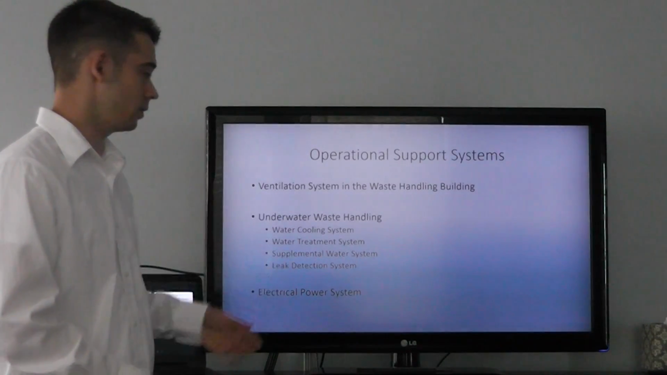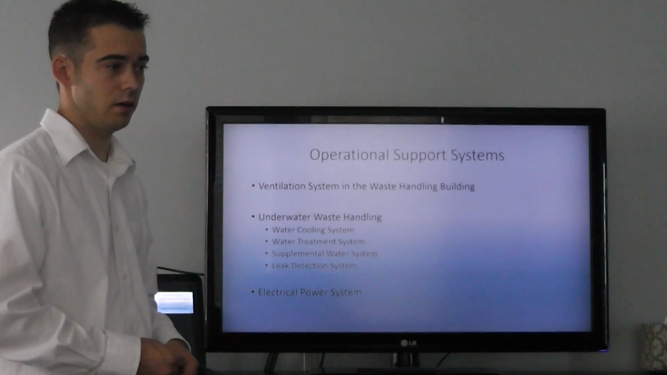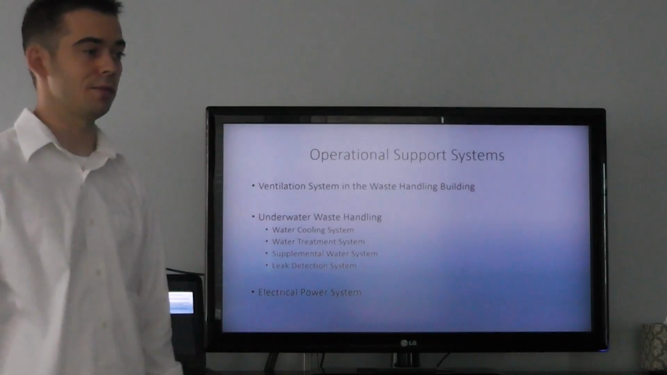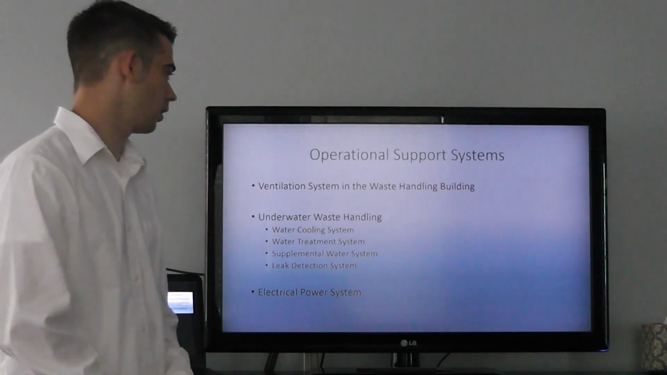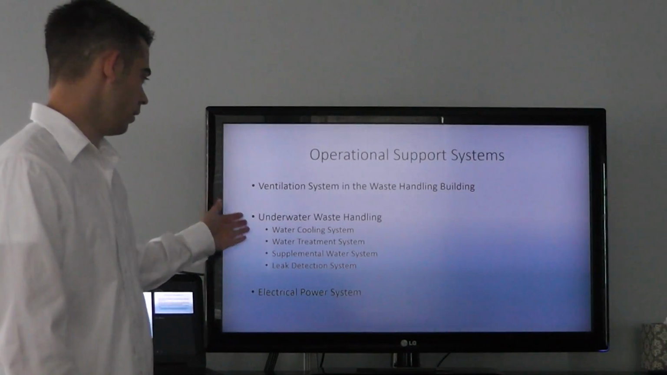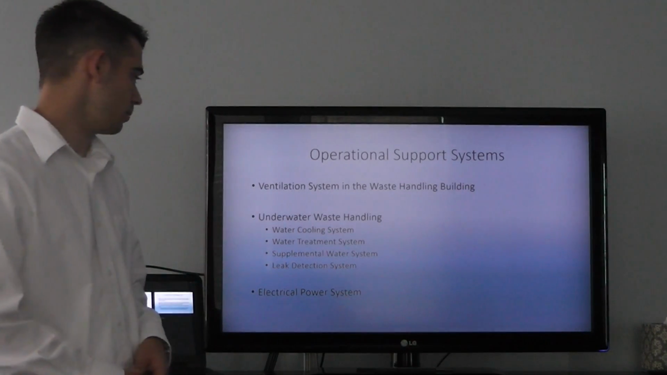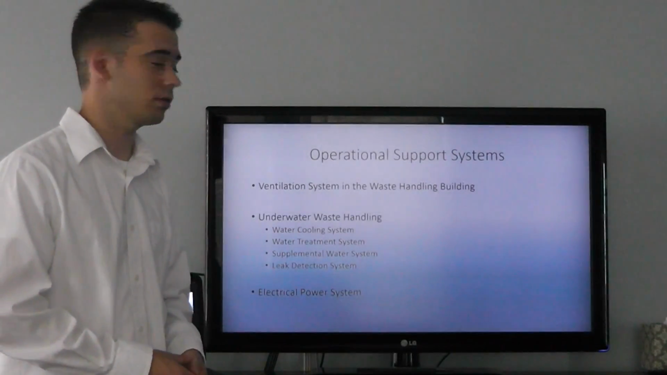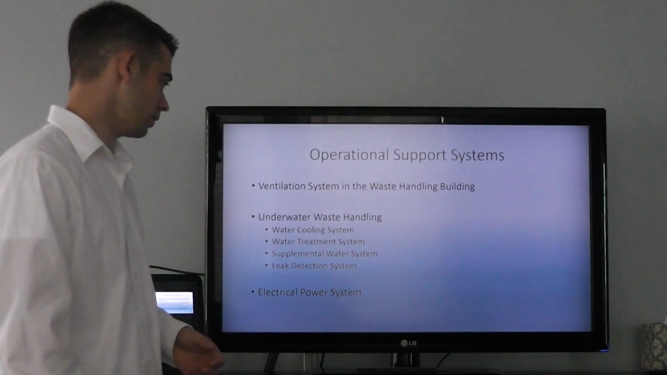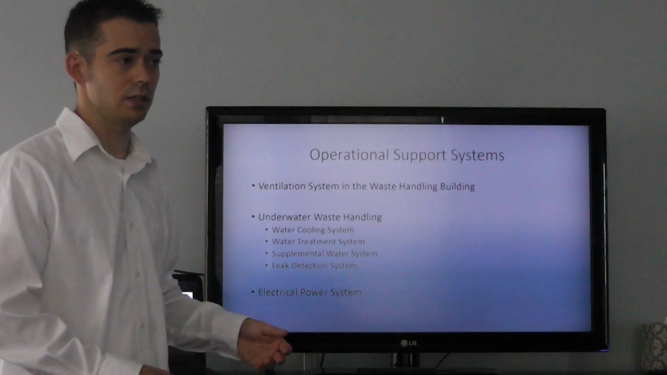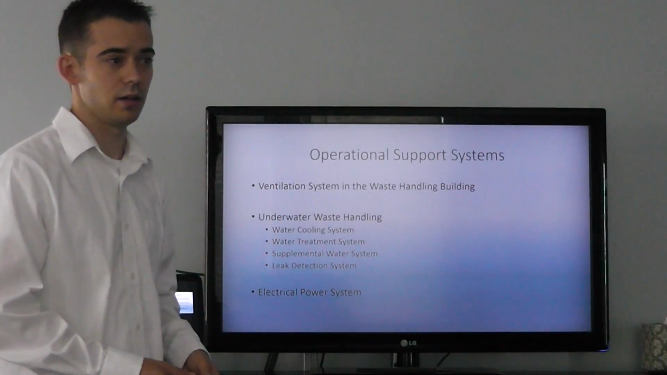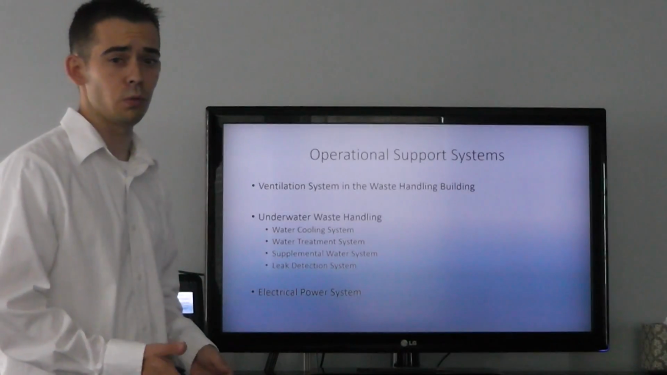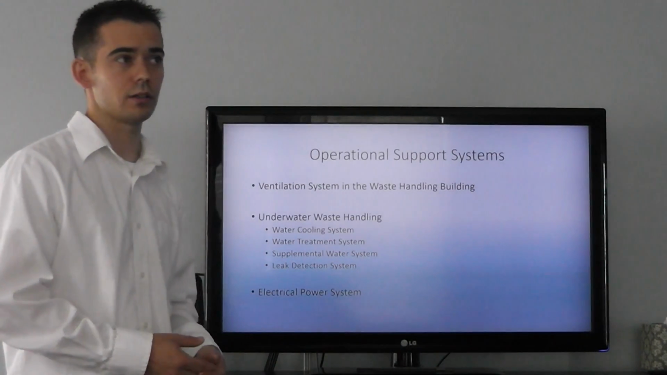And this is just to protect the environment and personnel from any airborne release of radionuclides. Underwater waste handling systems. So this is going to the different pools for the assembly transfer system. You have a water cooling system. Essentially it uses a heat exchanger that pumps the pool water through. The heat exchanger is cooled by chill water, and the chill water is cooled by refrigerant.